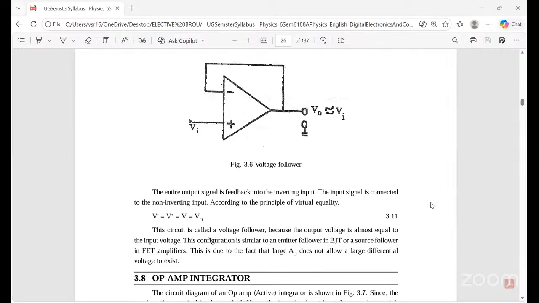This configuration is similar to that of the emitter follower in a BJT, bipolar junction transistor, or else you can say this is a source follower in a field effect transistor. Why? Because of the large gain, A naught, it does not allow a large differential voltage in this voltage amplifier.